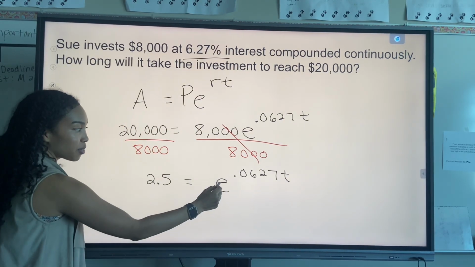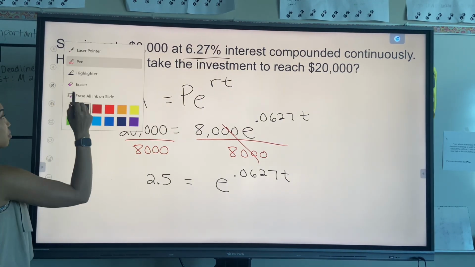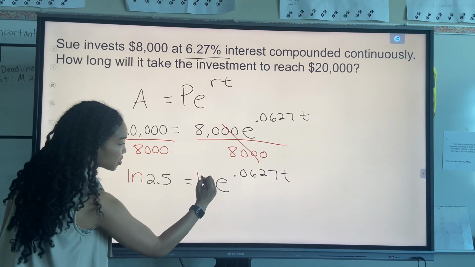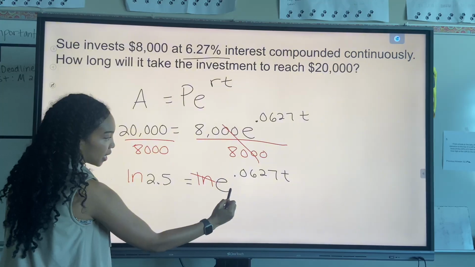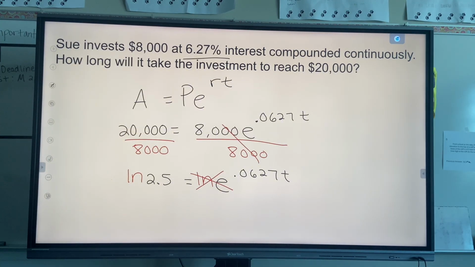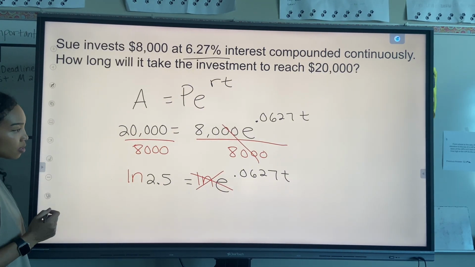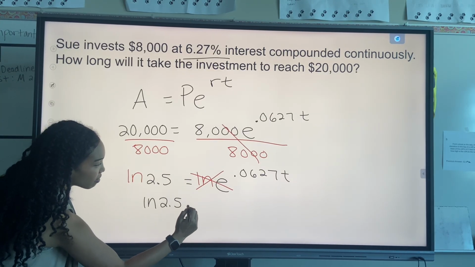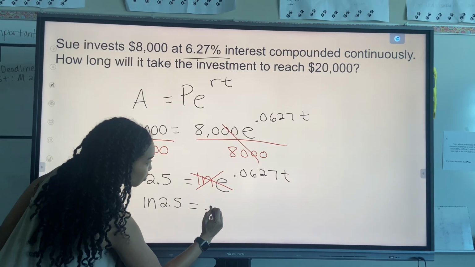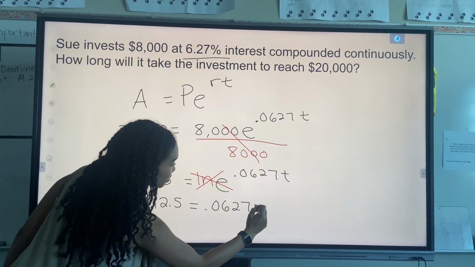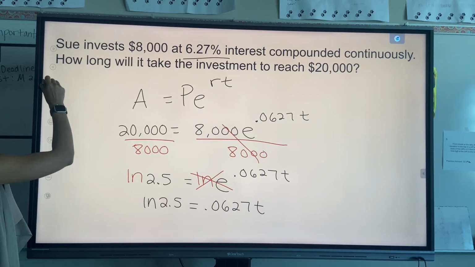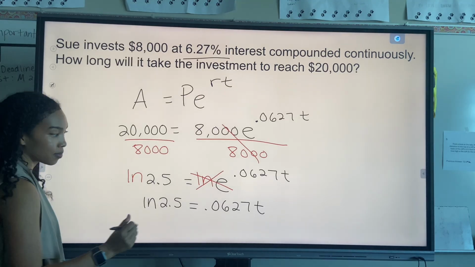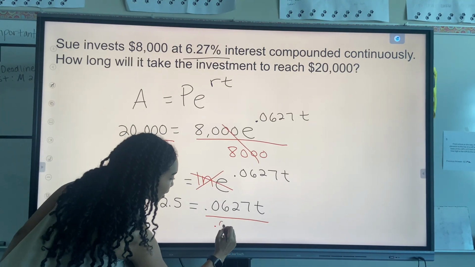Now, if you want to get rid of e, what should you do? Natural log. So go ahead and take the natural log of both sides. And those will cancel out. So you are left with the natural log of 2.5 equals 0.0627t. What is my last step? Divide by the 0.0627. Exactly.